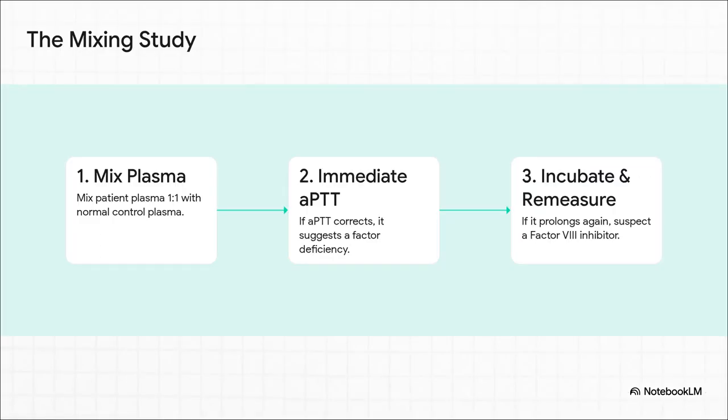So let's say you have that long APTT. You're faced with a big question. Is the patient just missing a factor, or is something in their blood actively blocking a factor? That's where the mixing study is a game changer.